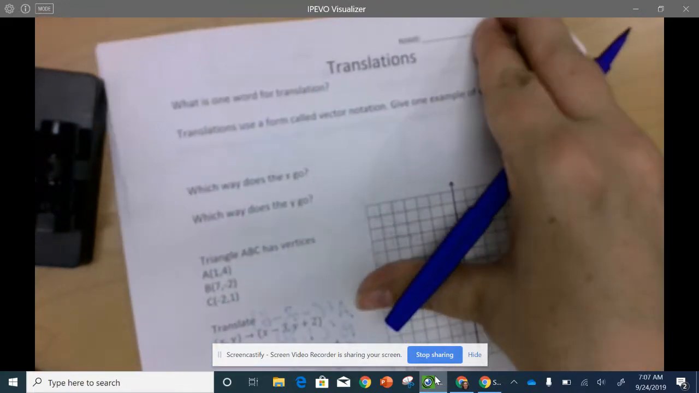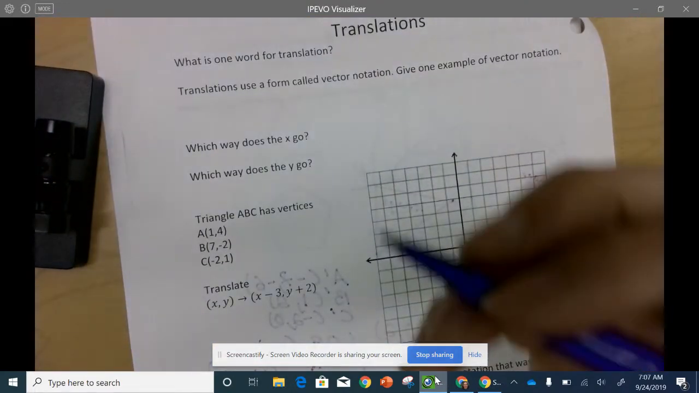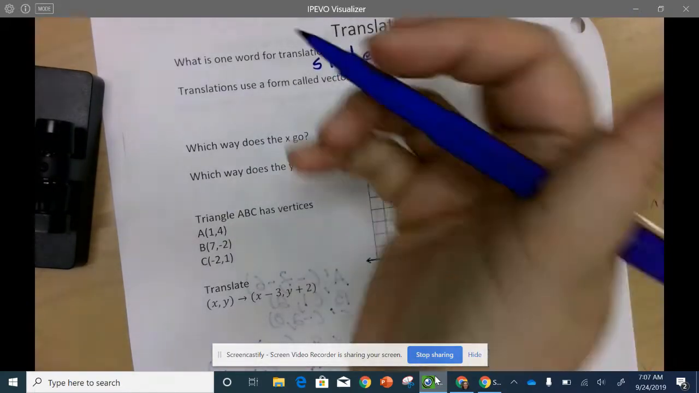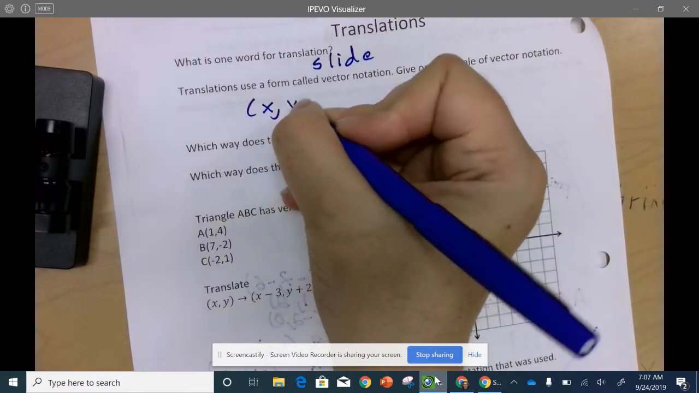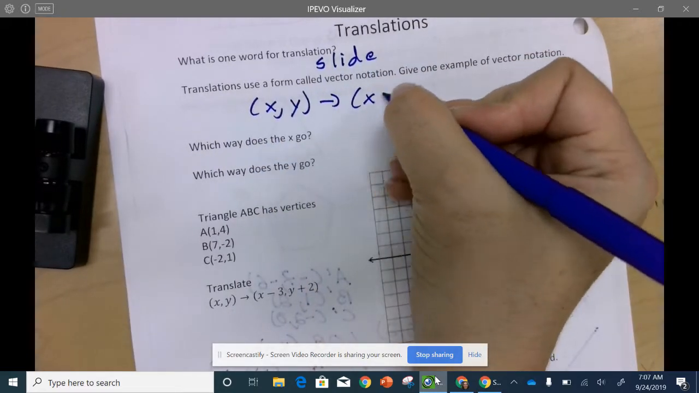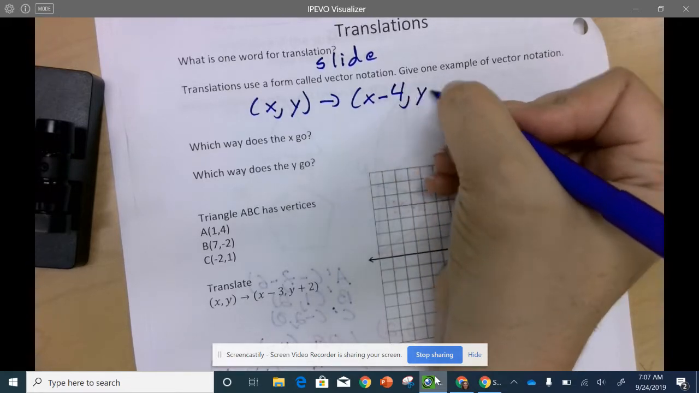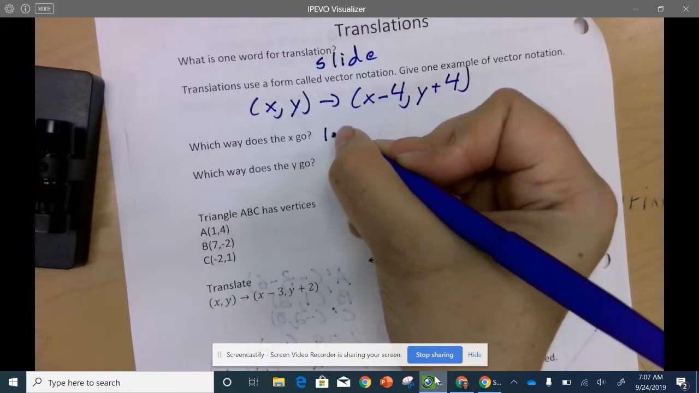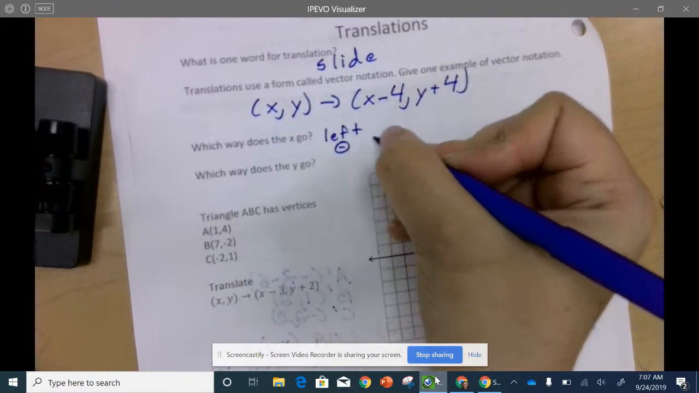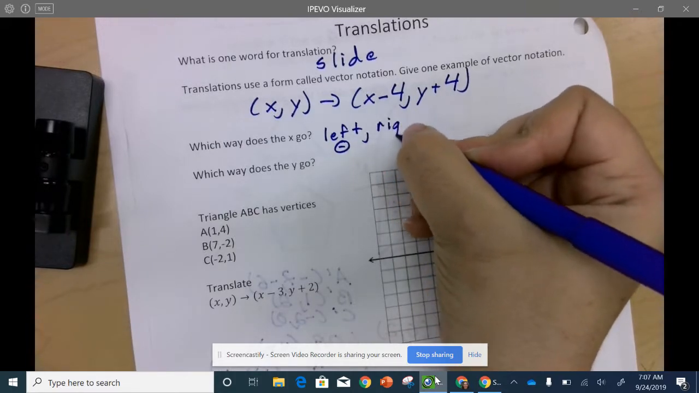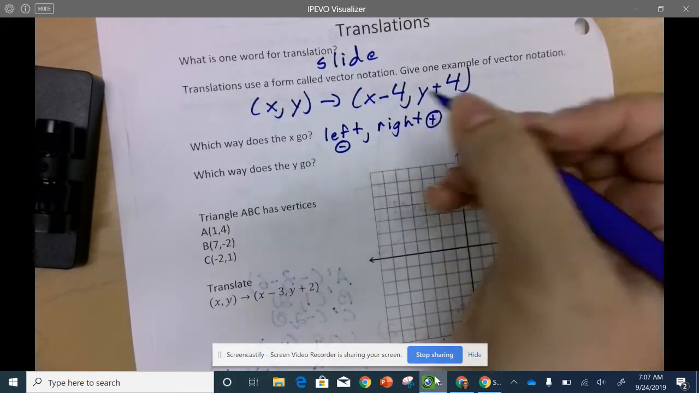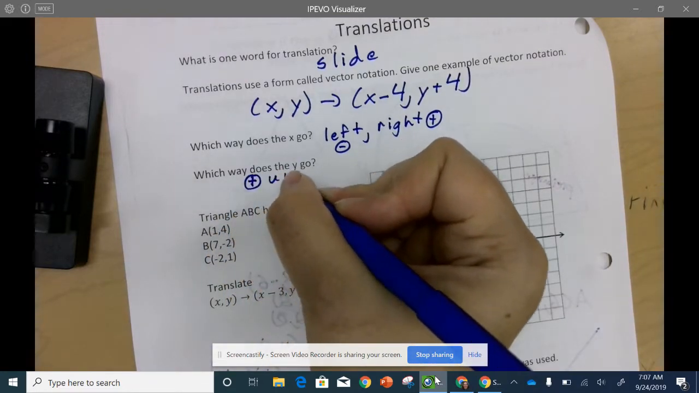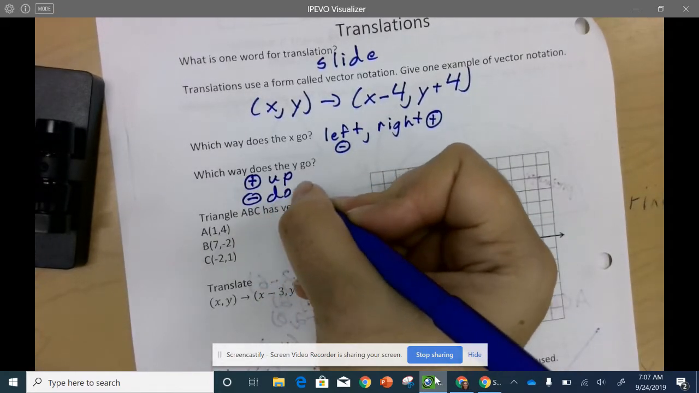Okay, so what's one word we use to describe translation? Translations are slides. They use vector notation. Give an example. So we could do this. So if we're going to move left 4 and up 4, okay? So X goes left if it's negative, right if it's positive, Y goes up if it's positive, and down if it's negative.